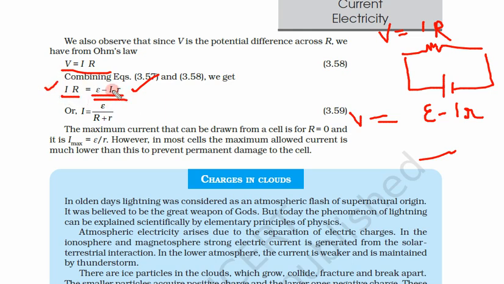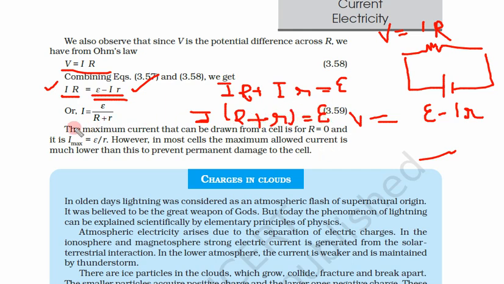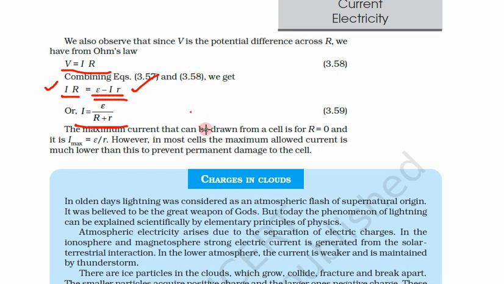So let us take I common. So I goes to one side. So IR plus Ir is equal to epsilon. I is common. R plus r is equal to epsilon, and then this goes into the denominator. I is equal to epsilon upon R plus r. That means the current flowing in a circuit is the EMF of the cell divided by the external resistance and internal resistance of the cell.